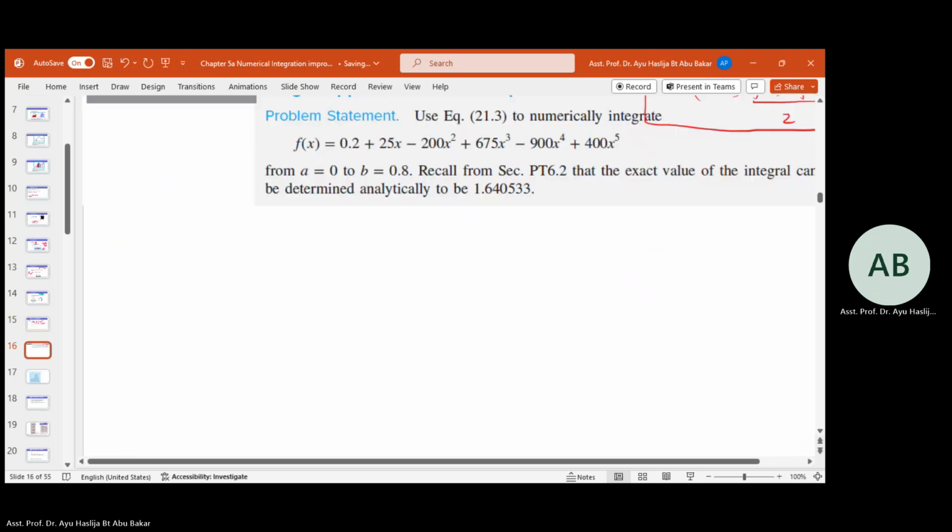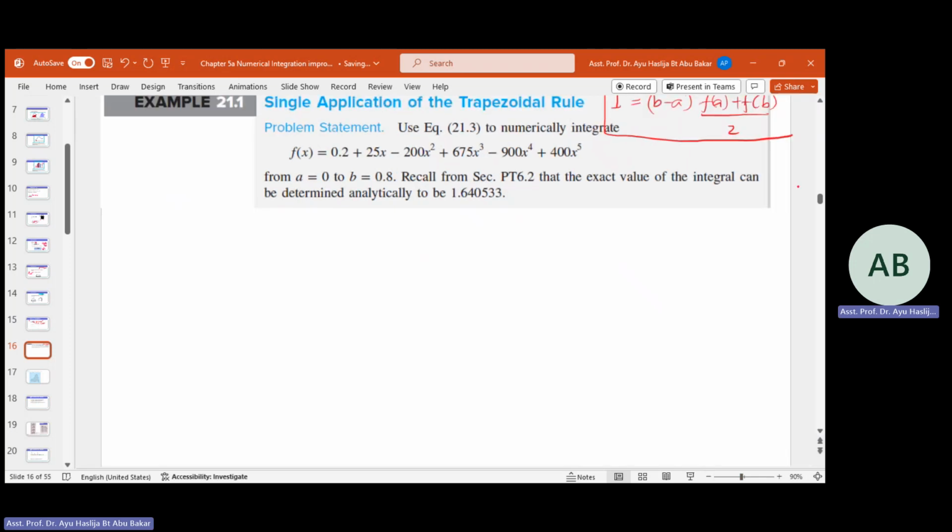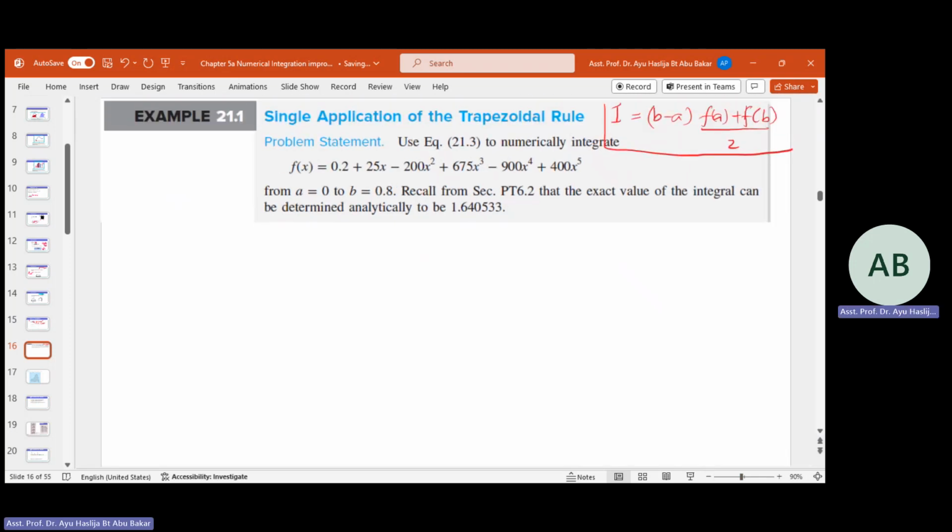Now we try this. This example is extracted from the textbook. Single application, meaning n equals to 1. Use equation 21.3, this one, to numerically integrate the given function. This is the given function f(x), from a equals 0 to b equals 0.8.